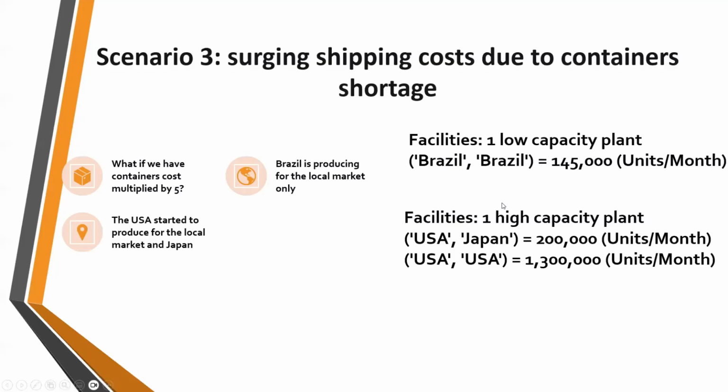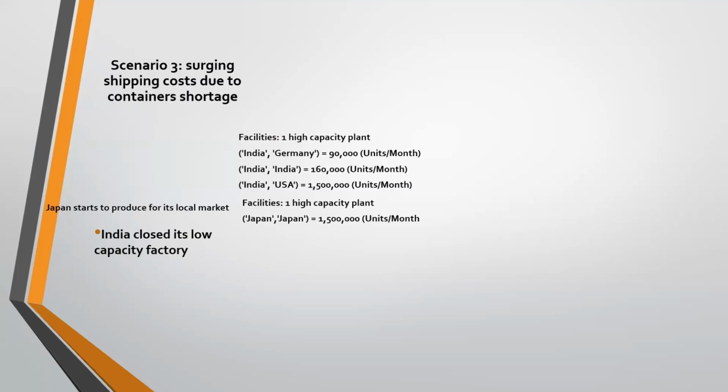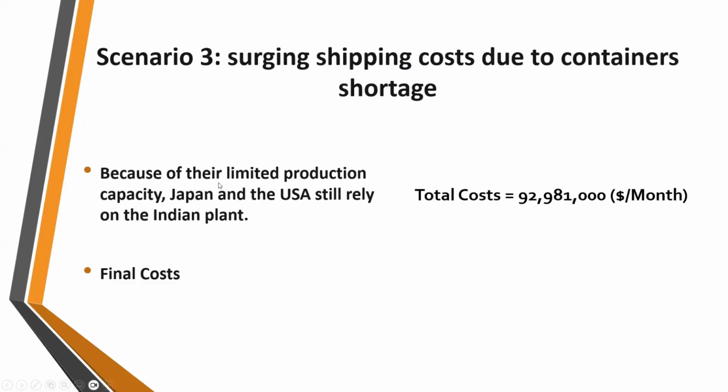Next we have the third scenario, where shipping costs surge due to container shortage. We take more units from India, and we increase the shipping cost, so we incur more shipping cost. That's not a problem for USA, so they want to take more from there. In scenario three, we substitute some of the units per month at their capacities. After the shipping cost surge, the total cost is coming this much, and that is the final cost.